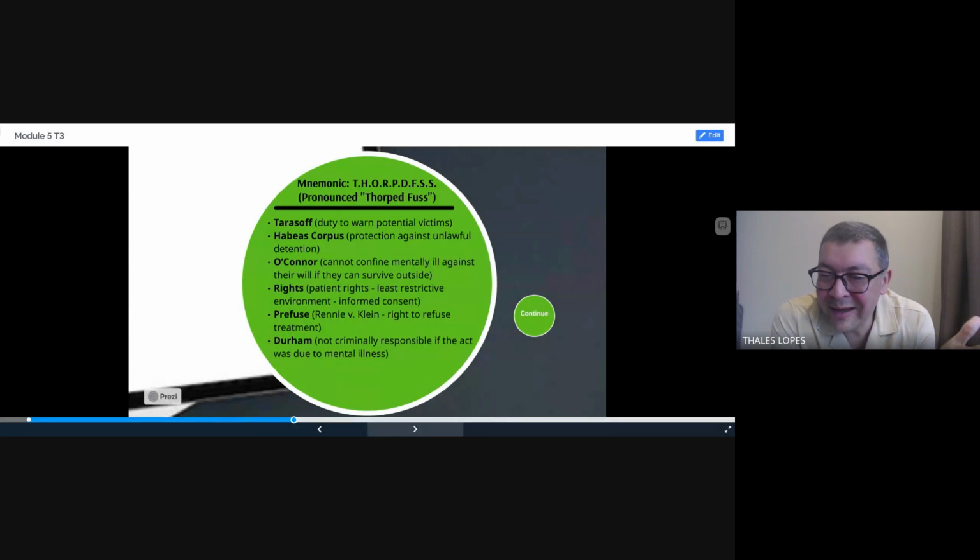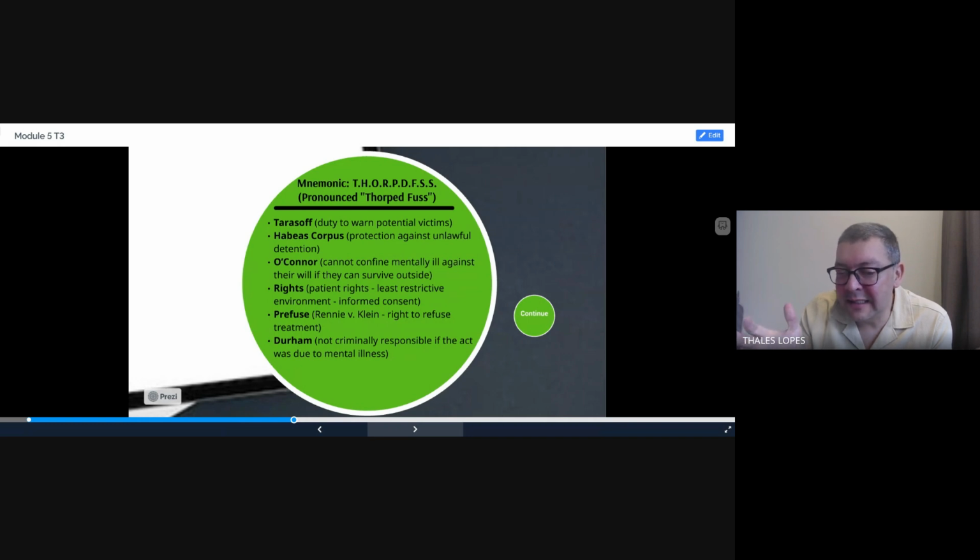TORPEDOS FUS is one way to remember. The T is for Tarasoff, duty to warn. H, remember, you need to know the definition of habeas corpus, so it's protection against unlawful detention. The O is the O'Connor case. The R, the patient has the right to what? Least restrictive environment and informed consent. The P is for Rennie versus Klein, the right to refuse or to refuse treatment, right?